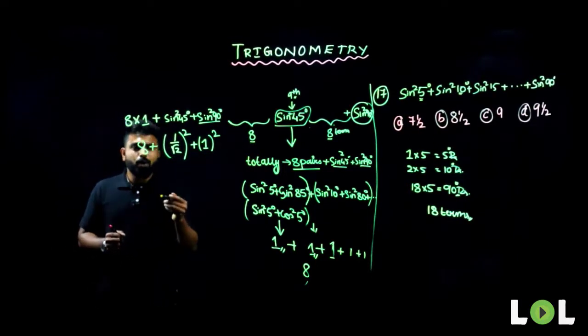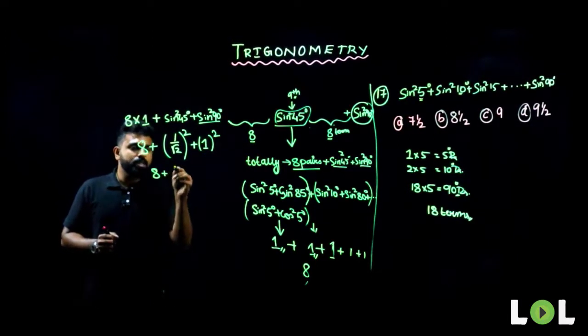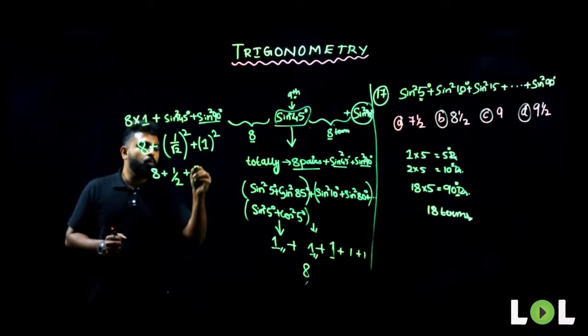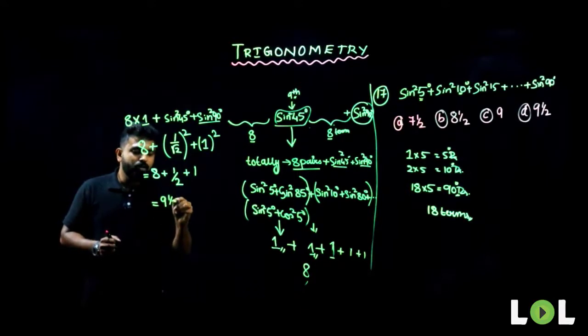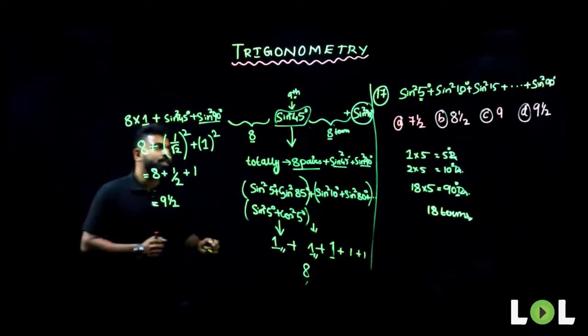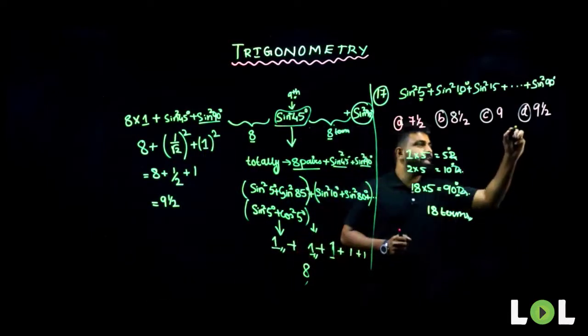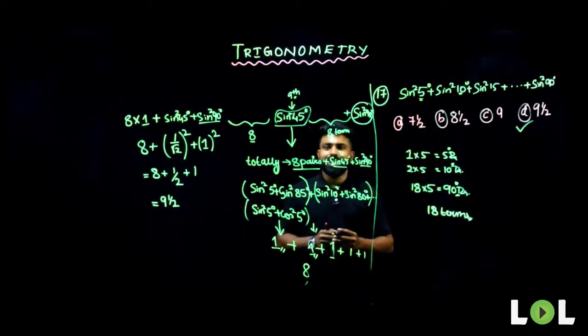So what is the total value that I'll be left with? 8 plus 1 by root 2 the whole square, which is nothing but 1 by 2, plus 1. So totally I'll be left with 9.5. And do we have that in our options? Yes. Option D, 9.5 will be my final answer.